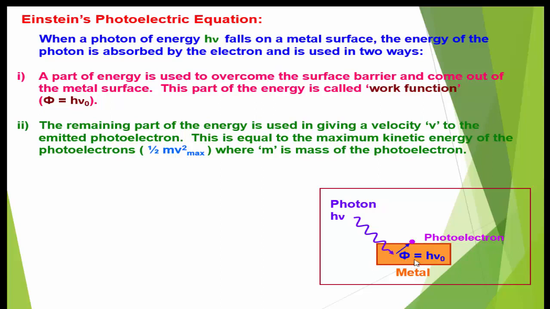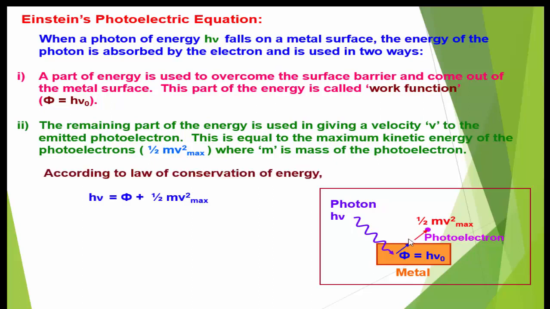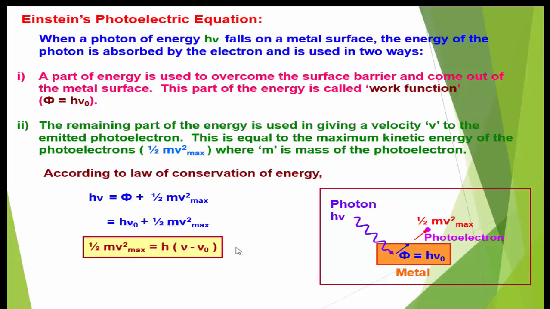Here, this metal absorbs the energy from the incident photon. Some amount of energy is used to do the work function, and the other amount of energy is used to increase the kinetic energy of electrons. According to the law of conservation of energy, you get E equal to h nu plus work function plus maximum kinetic energy, or in the form of h nu naught plus half mv square maximum. This is the final equation.